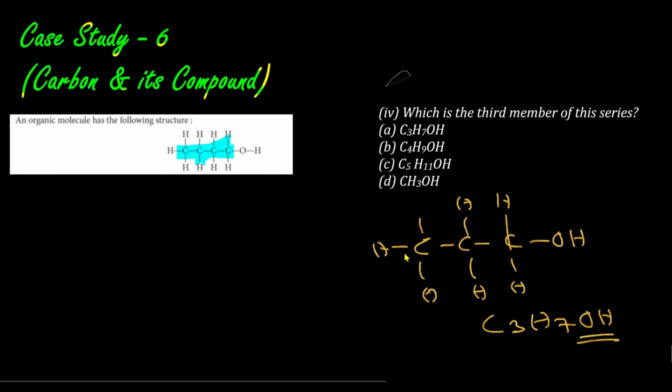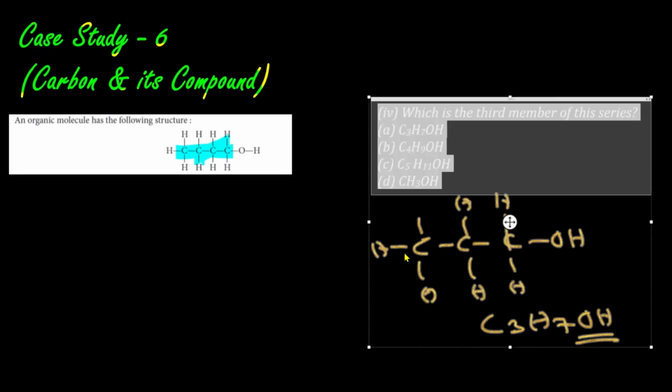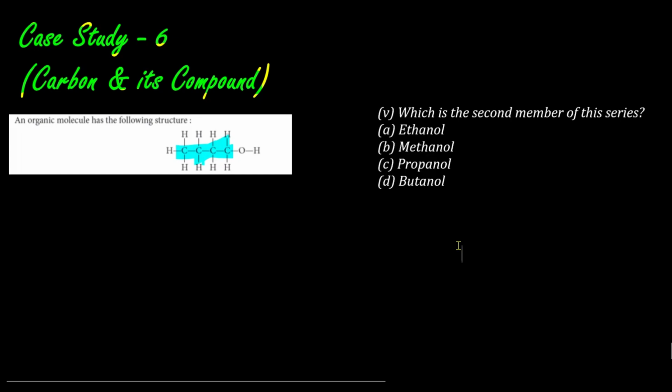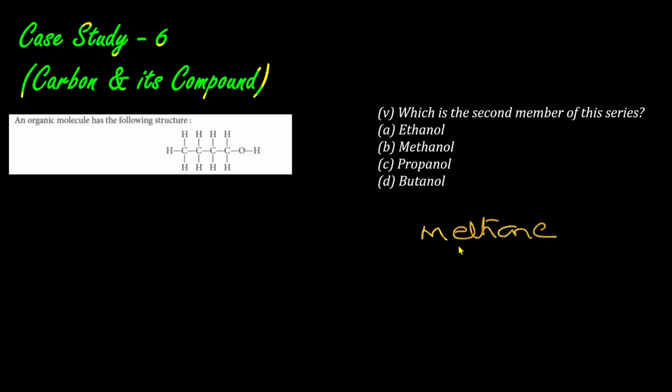Now we are left with one more, the fifth question. Which is the second member of this series? The first member in case of alcohol, not in every functional group, begins with one carbon atom, and one denotes meth. Methane is this. From here, if you remove this E and add OL, that becomes the first member, methanol. But we are looking for the second member, so it has to be ethanol.